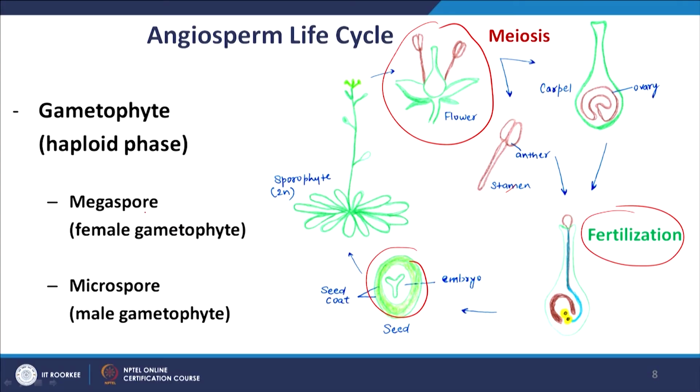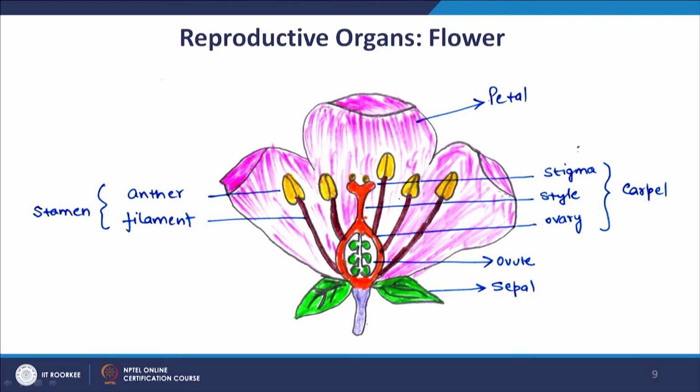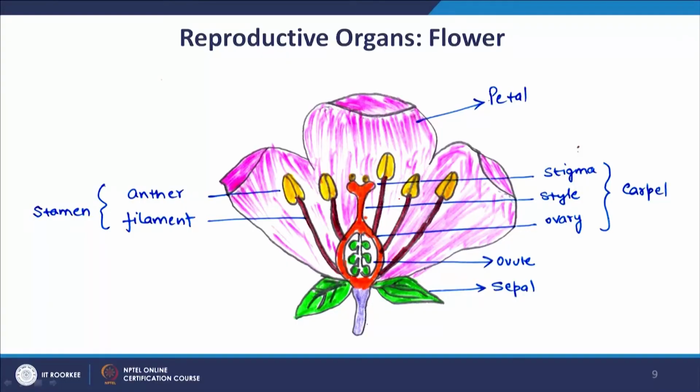The process of gametophytic development can therefore be divided into two classes: megasporogenesis and microsporogenesis. This is a flower, which is a reproductive organ. As I said earlier, a flower has sepals, petals, stamens and carpels. Stamens and carpels are the reproductive organs, whereas sepals and petals are accessory organs. Though sepals and petals are not directly involved in the process of reproduction, they play a very important role in the successful completion of reproduction.